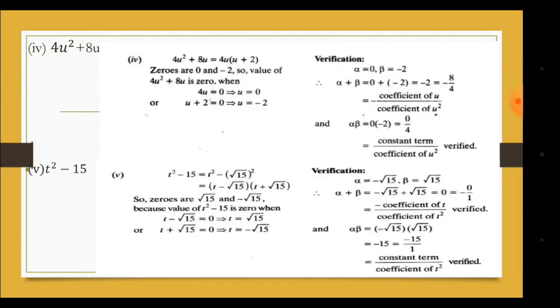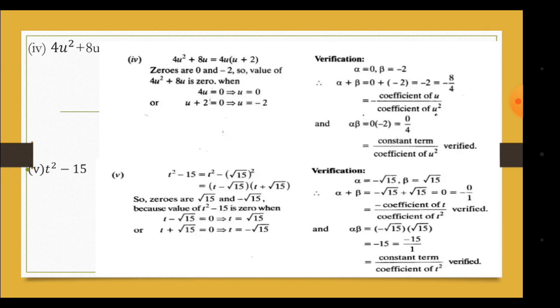See the next question. Fourth one. 4u square plus 8u. Now in this again first we have to find zeros. So for finding zeros you factorize it. We took here 4u common and remaining terms in the bracket u plus 2. So we got here two factors 4u and bracket u plus 2. From the first factor 4u you will get value of u equal to 0. From the second factor you will get value of u equal to minus 2. So we got here two zeros, 0 and minus 2. 0 and minus 2 are the zeros of the polynomial.